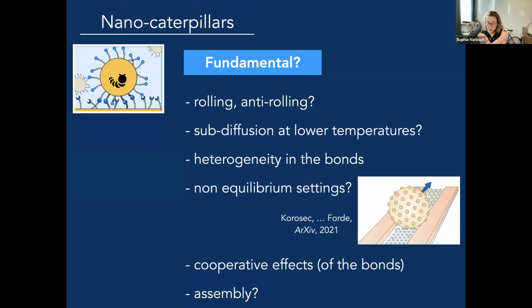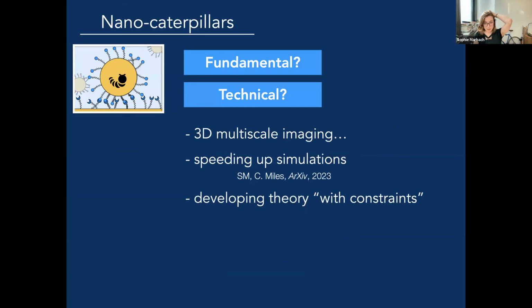So, for example, here I show just this picture of the work by Nancy Ford, where she's designing artificial motors, or artificial colloidal motors, that move by cleaving their bonds and rolling on surfaces by sequential binding and unbinding. And there's lots to understand on how they move. And then I mentioned some of these, but there's lots of technical issues in trying to understand this motion.